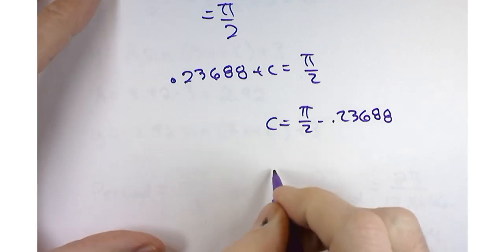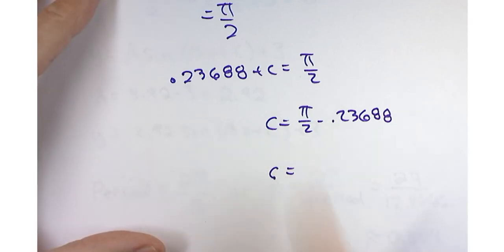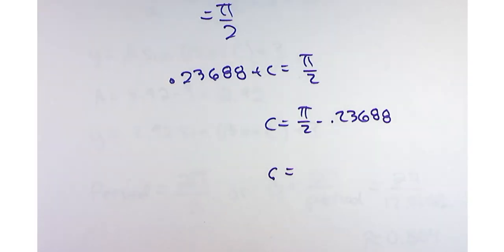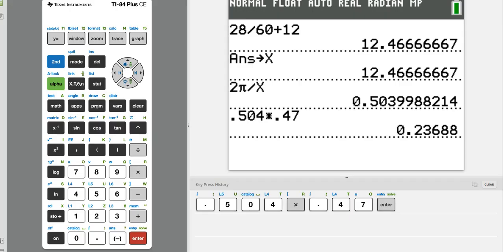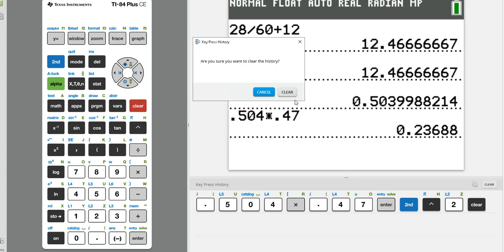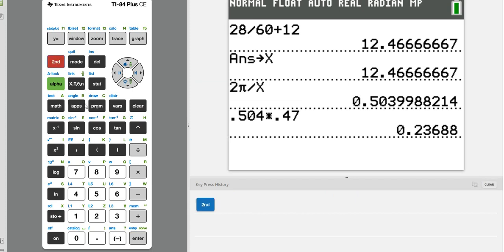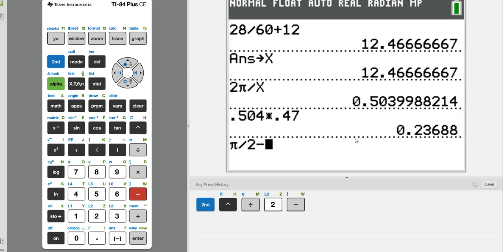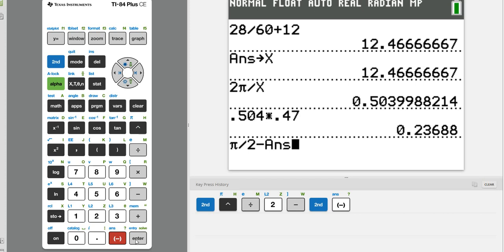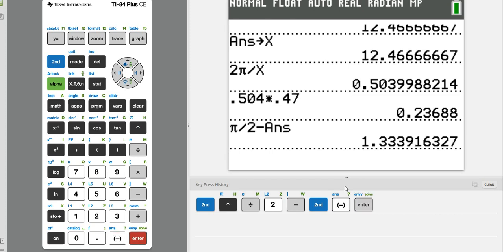So let's do that. C is going to be about 1.57. I'll do it on my calculator over here. So I'll do pi over 2. Oops. Let's try that again. Let's clear this out here. I'll do pi over 2. And the cool part is I can do minus my previous answer, which I can get by hitting the second key and then the opposite key. Minus my previous answer gives me about 1.334.